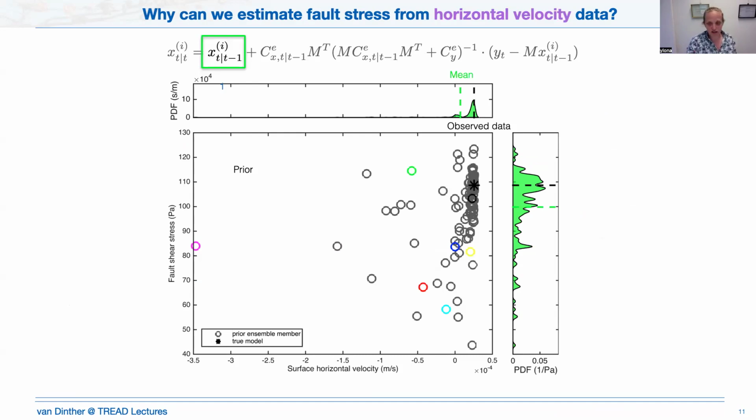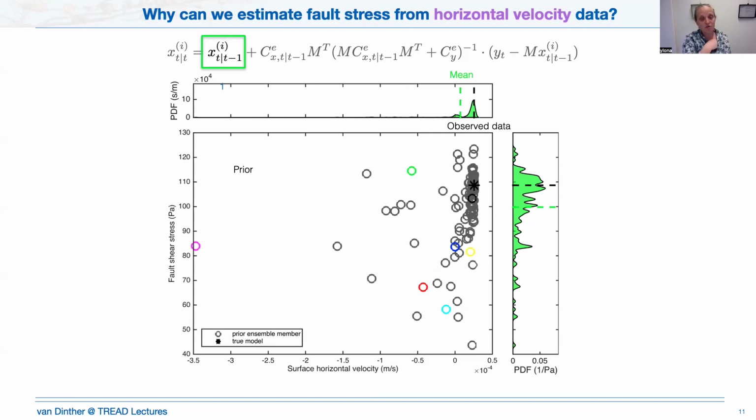And so if we try to understand that a bit more deeply, let us look at just two parameters. On the x-axis, the horizontal surface velocity, and on the y-axis, the shear stress at the fault.